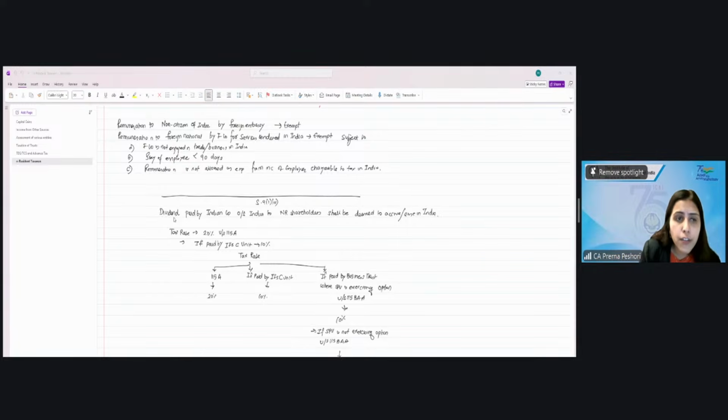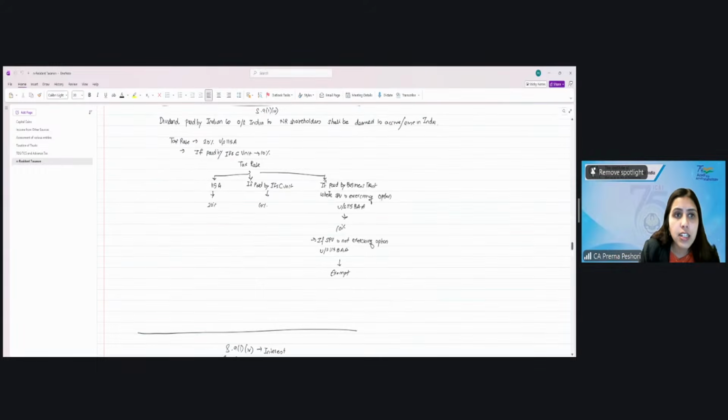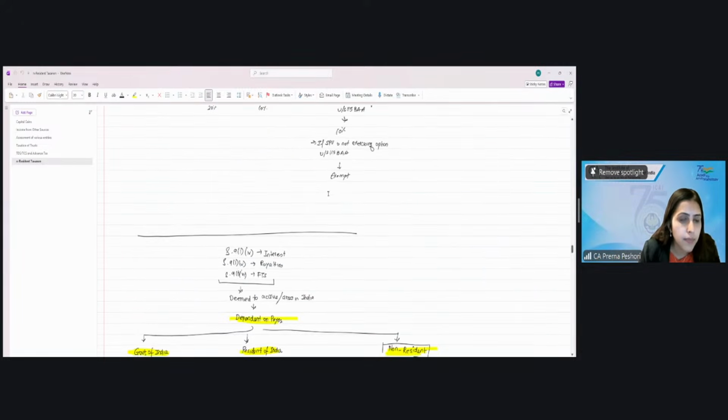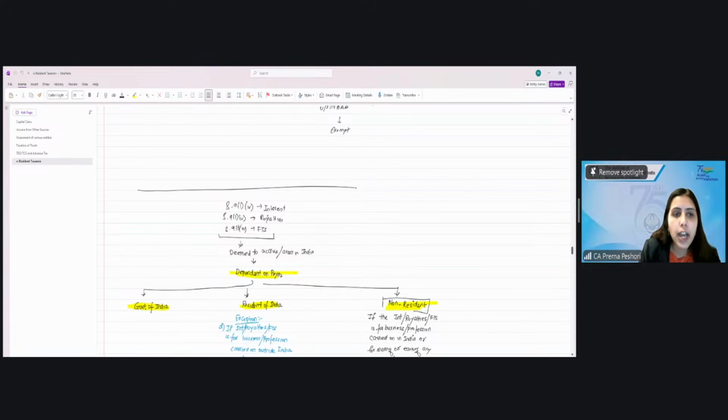Okay, so 115A is a specific section which provides for the tax rate on the dividend. If it is a dividend received from a unit in IFSC, then it is 10%. Other dividend, it is 20%. Next is, if the dividend is paid by a business trust, where the SPV is exercising the option under 115BAA, it is 10%. If the SPV is not exercising, then it is exempt. Okay.